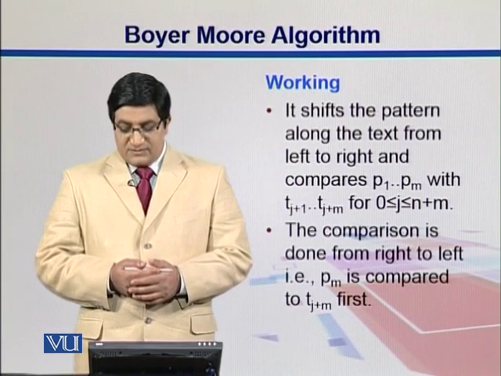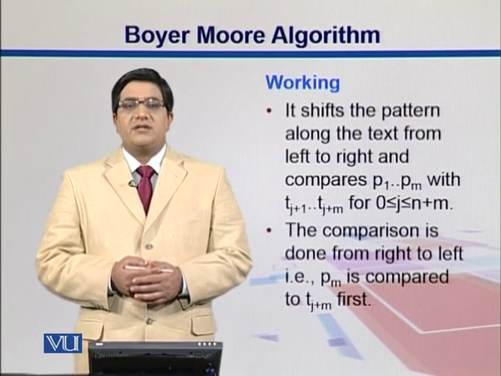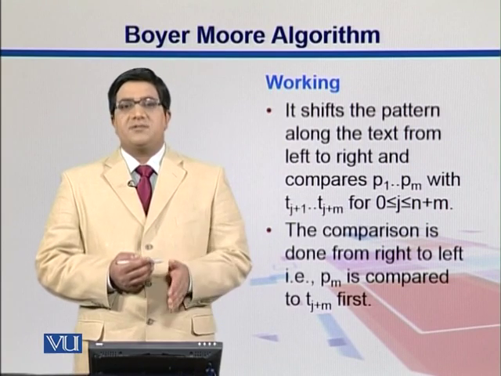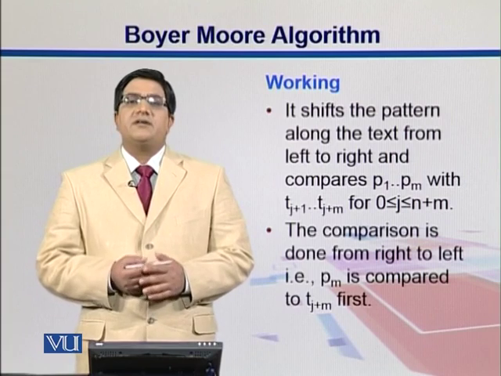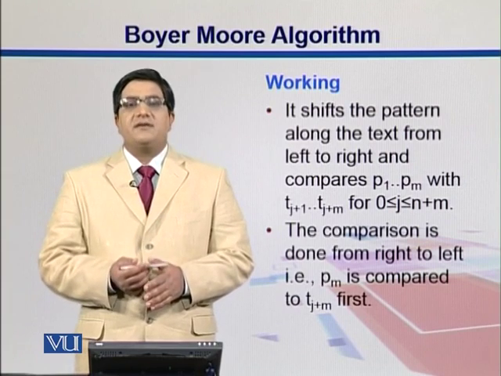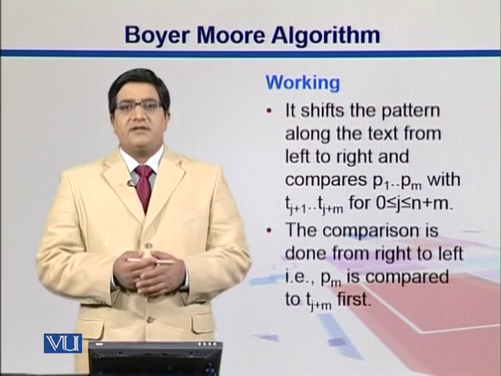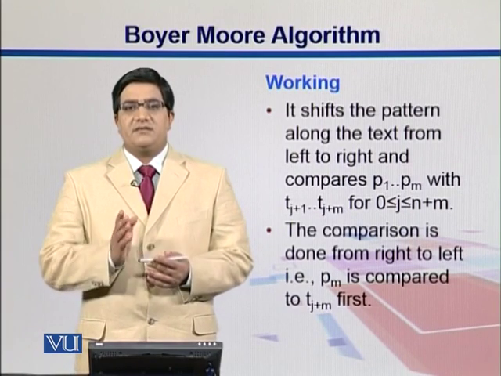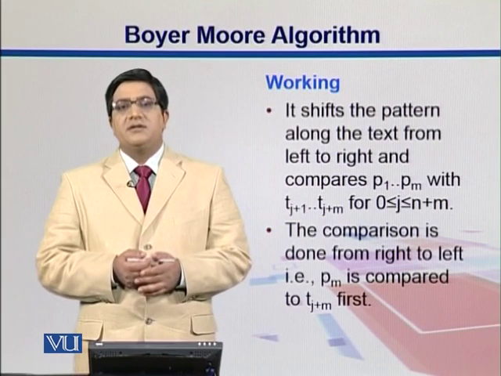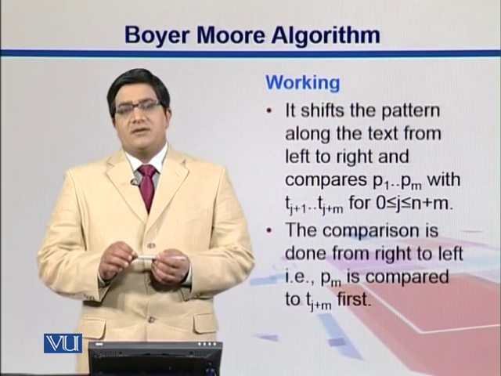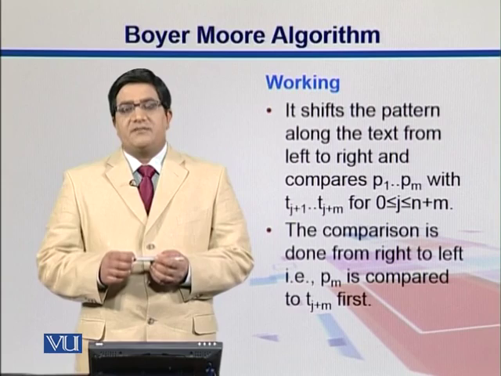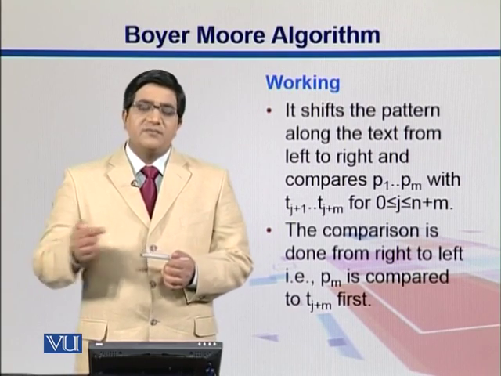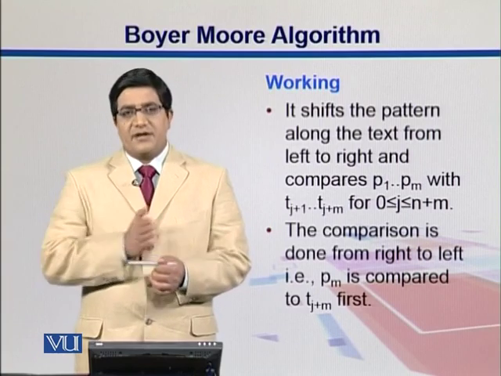So the comparison is done from right to left. We are not comparing the first position of the pattern with the first position of the string, but we are comparing the last position in the pattern, wherever it starts from. In the beginning, we just align them together. So the last location of the pattern, wherever it corresponds to in the string, matches there first, and then it moves backwards, from right to left.